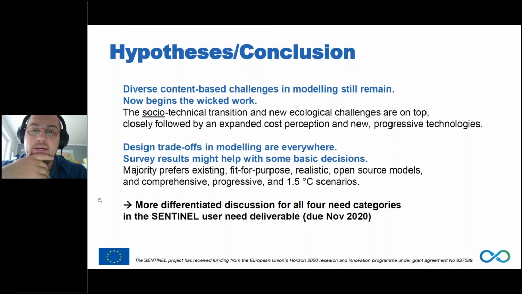And I hope that the survey results, also on this aggregated level, can help you somehow to make better basic decisions, to really fit your models to user needs. And here we, for instance, find that the majority prefers existing, fit for purpose, realistic open source models and comprehensive, progressive and 1.5 degree Celsius scenarios compared with less progressive scenarios.